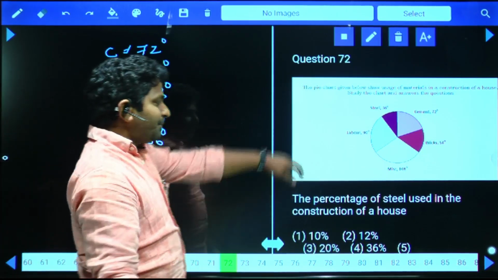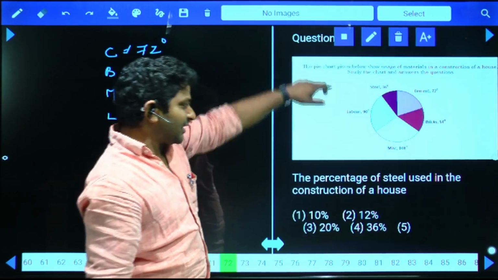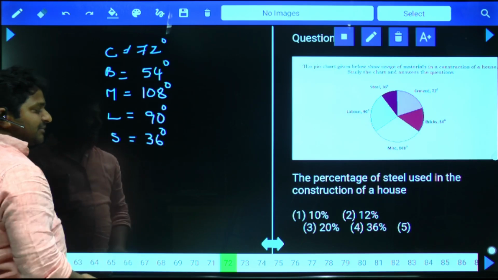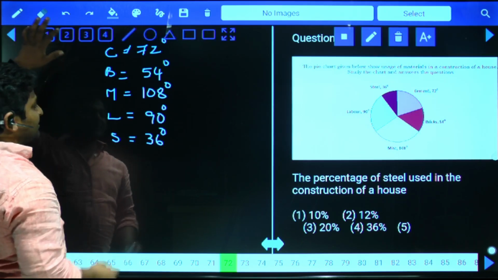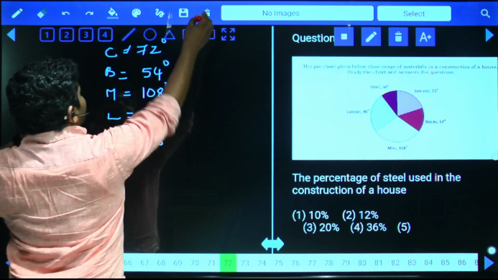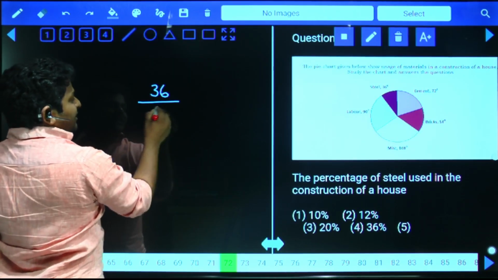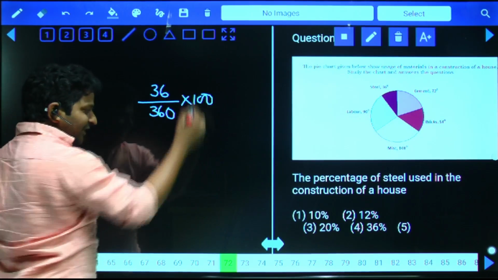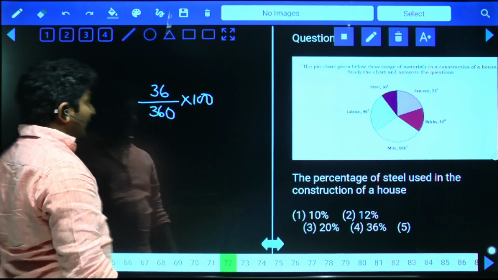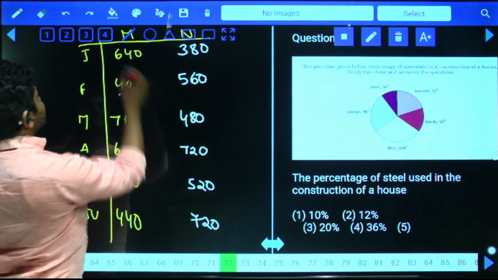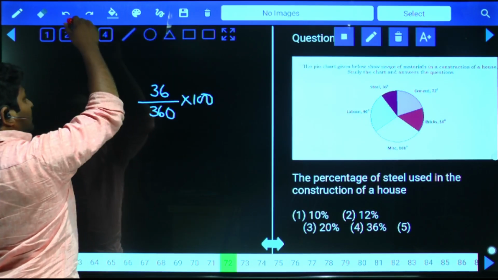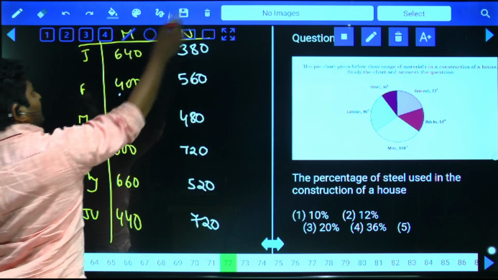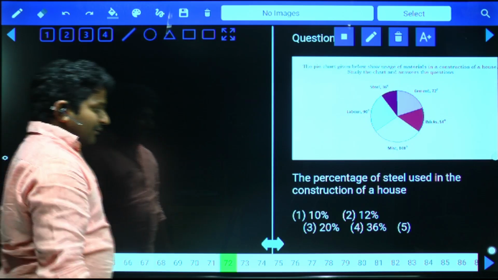Okay. Now the percentage of steel used in the construction of the house. Steel is equal to 36 degrees. You are asked to calculate the percentage. Now 36 is calculated as a percentage with respect to the total number of degrees. With respect to 360, 36 is what percentage? 10%, first option. Because all the values are given in degrees. Fine, 10%.